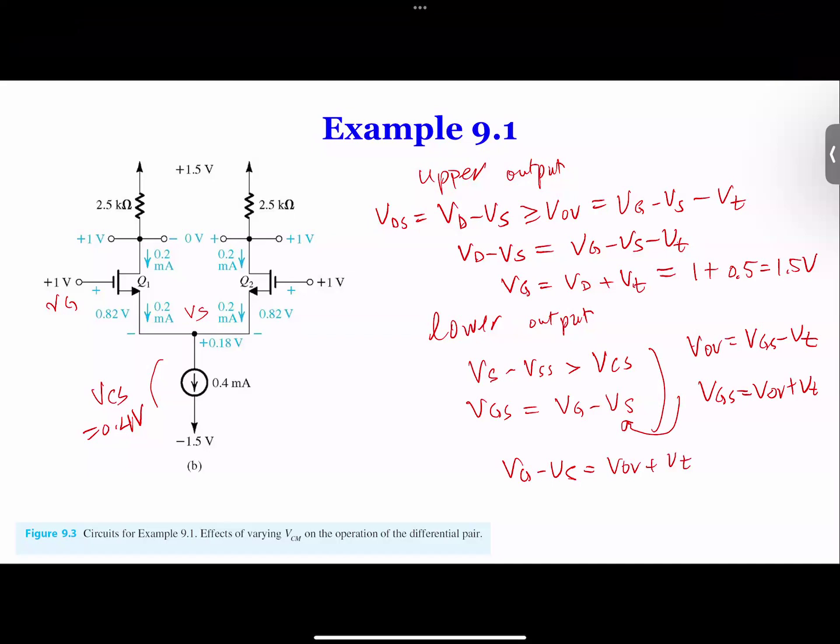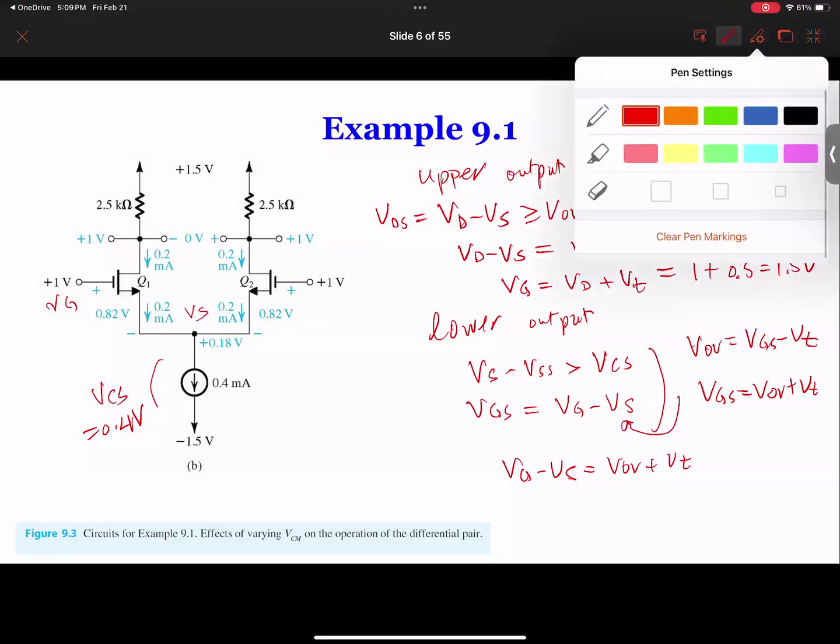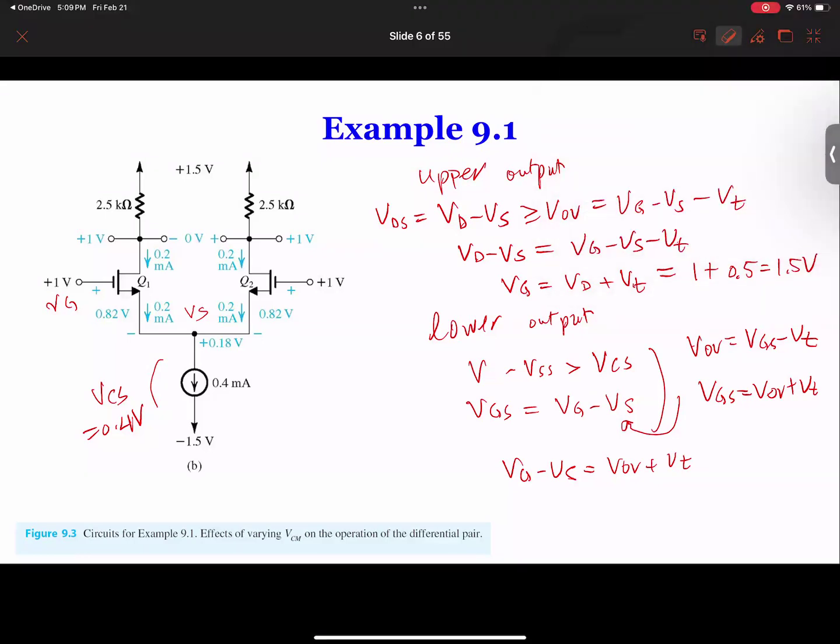We got that. And then I'm writing myself. I don't know what I'm writing. So this is VG. Okay, that's VG minus VGS. Oh, I'm sorry. Yeah, this is right. My handwriting is terrible. So this is VG minus VS, minus VSS.